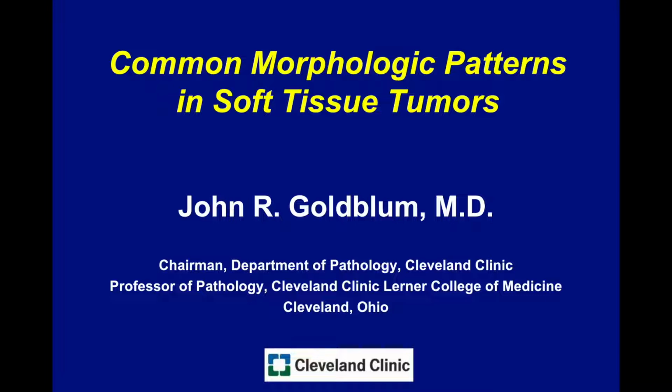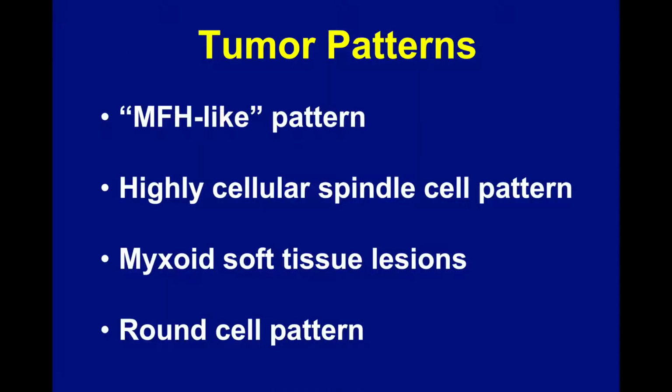So I'm going to talk about some of the more common morphologic patterns in soft tissue tumors. This is really a two-part lecture. So I'm going to start off with, these are the four patterns that I'm going to be really talking about. The first pattern, which is pretty common, I'll put in quotations as an MFH-like pattern. MFH standing for malignant fibrous histiocytoma.